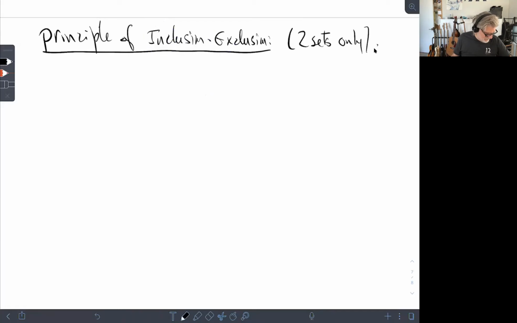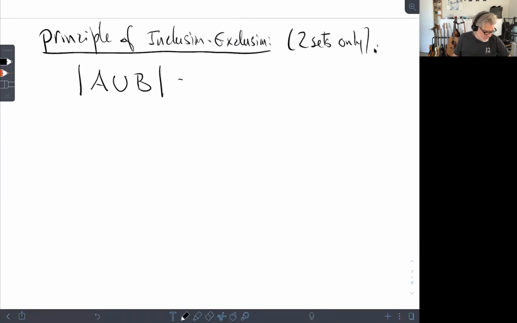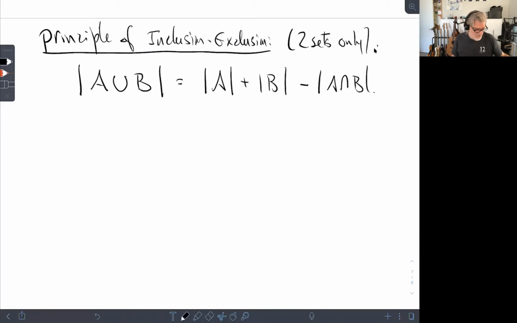But here it is. If you have 2 sets, A and B, and you count the number of elements in the union, it is the number of elements in A plus the number of elements in B. If I leave it like that, it looks like the sum rule, but the sum rule had an extra hypothesis, which is that the two sets were disjoint. Here they might not be, so this is the general version, so I have to subtract the cardinality of the intersection.